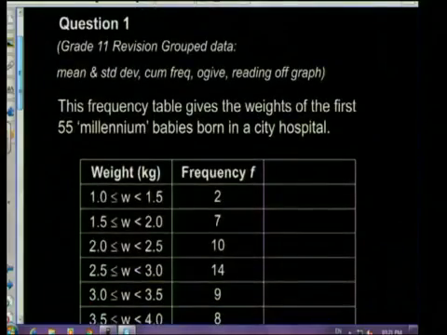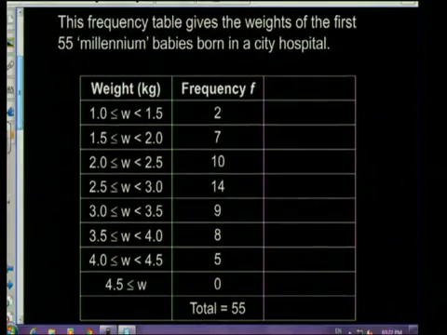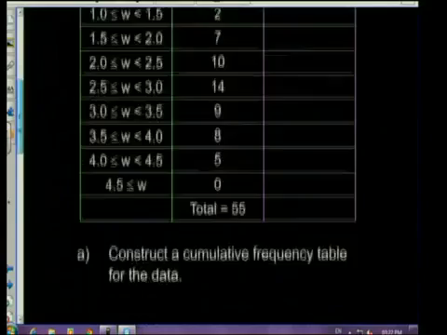This first exam question is a huge question, so there is a huge amount here, but it's revising many of the concepts from grade 11. So let's see what we're going to do here. I've got a frequency table, and this frequency table gives the weights of the first 55 millennium babies born in a city hospital. And the really nice thing is I can see the total at the bottom of the frequency column. And then over here, these are intervals. So these are different weight intervals, so anything between 1 and 1.5, between 1.5 and 2.0, and so on. And so generally for continuous data like we have here, we put in intervals and it's grouped.